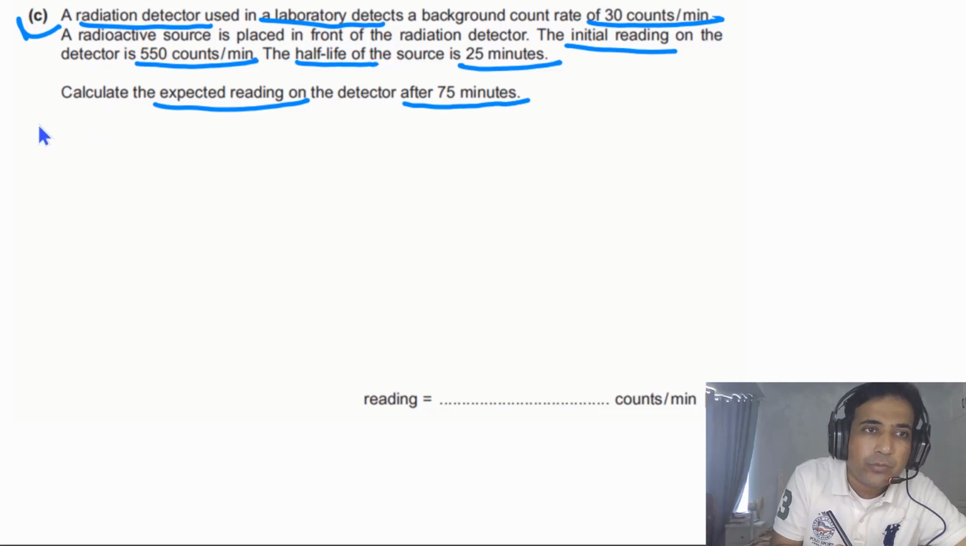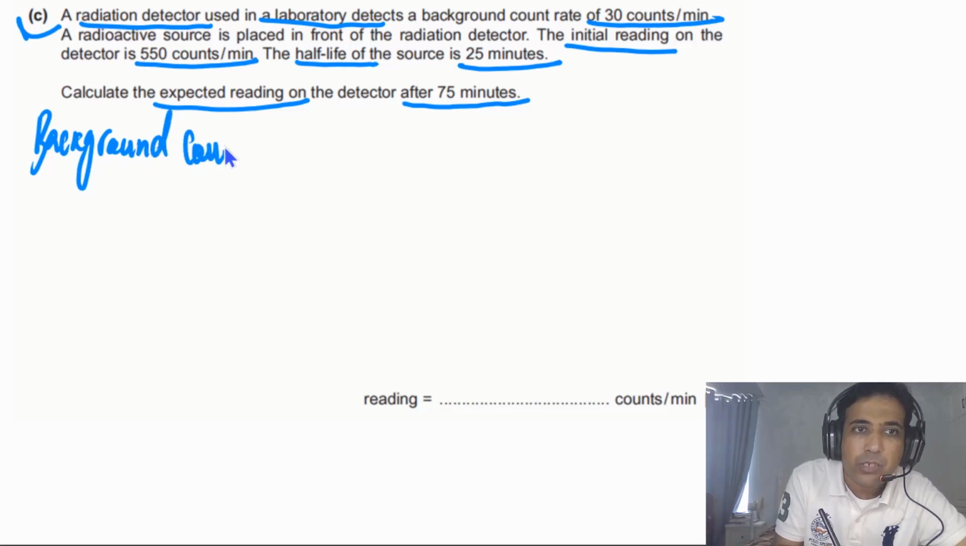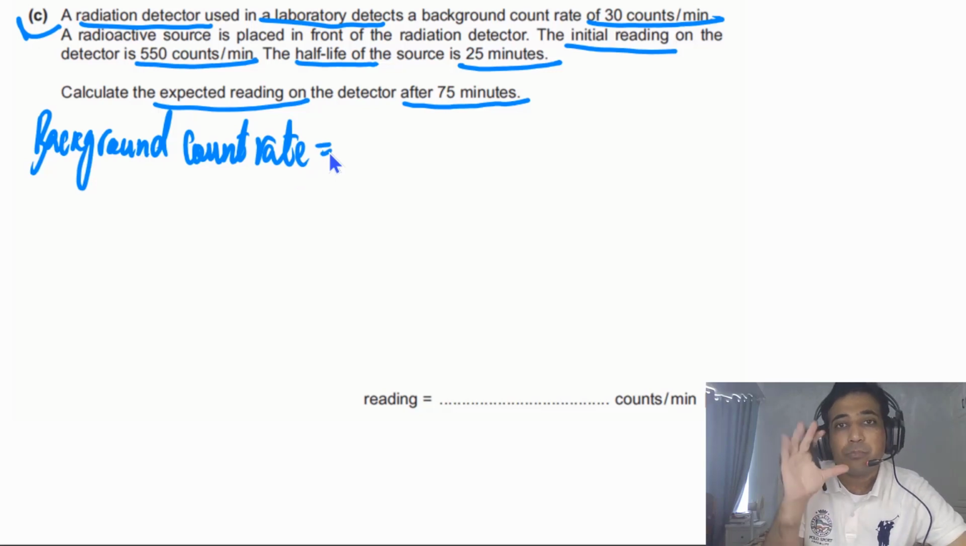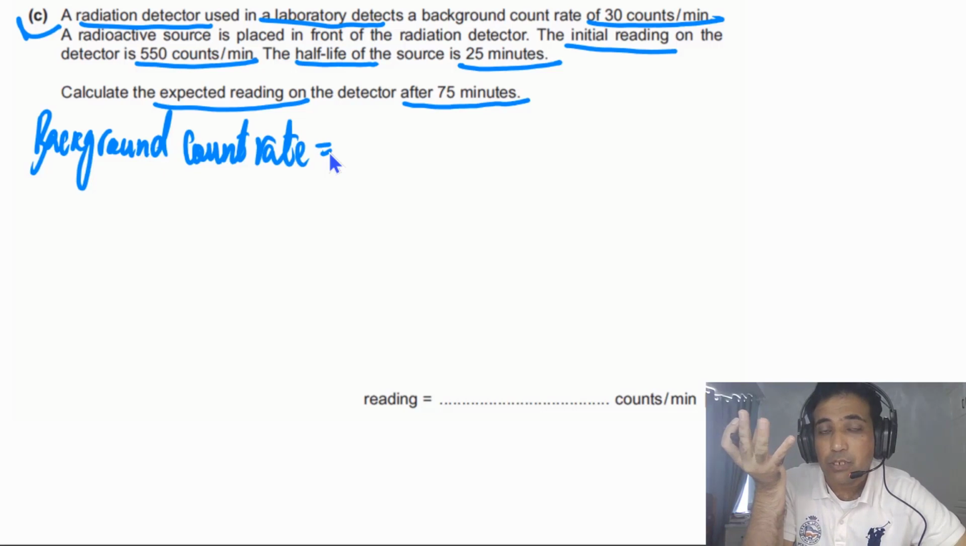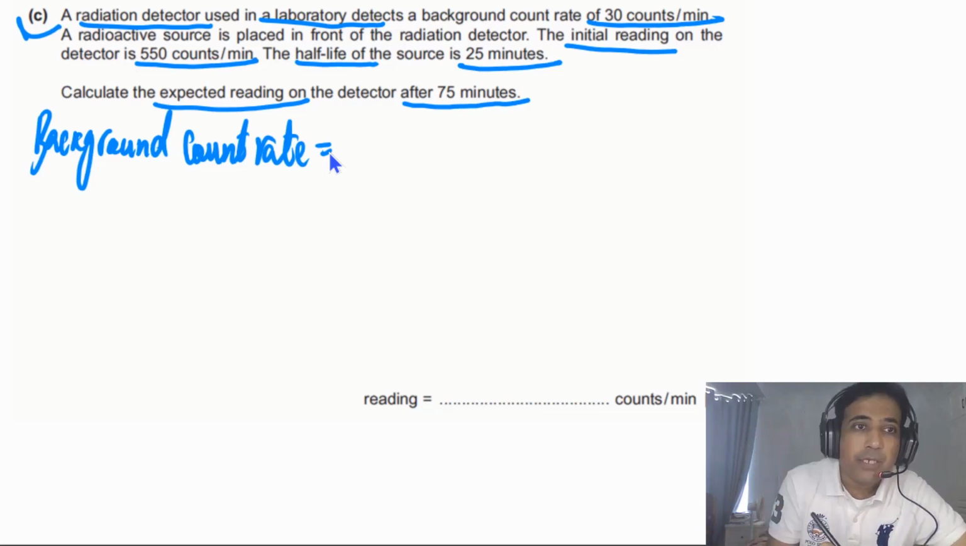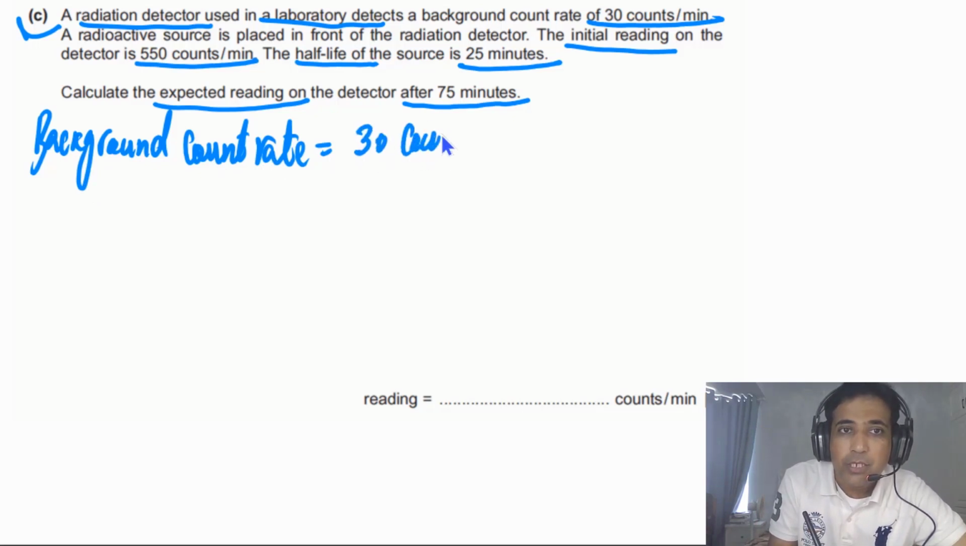So first of all, we can write down, for this question we have value of background count rate. Very important point, step by step you need to understand. It's a beautiful question about half-life. We can also say this is a typical type of question, or we can say it's a difficult question on half-life. We have background count rate that is equal to 30 counts per minute, and this count rate is always present.